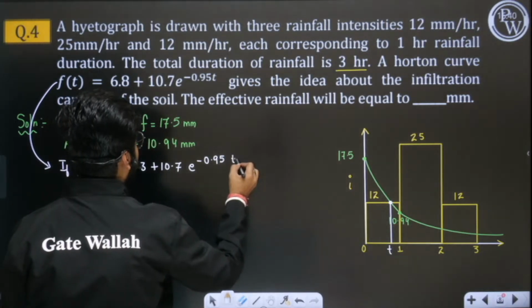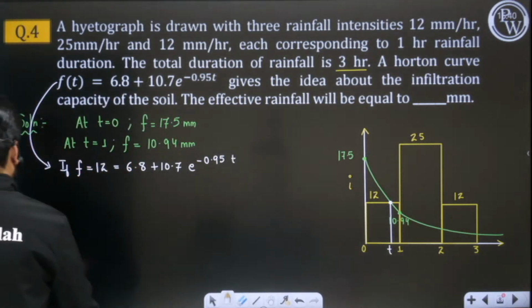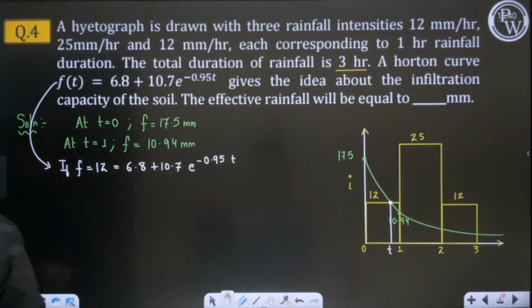Then what is the value of time? So how we'll do it? Simply subtract 6.8 from 12 divided by 10.7. Okay, then take natural log on both sides.